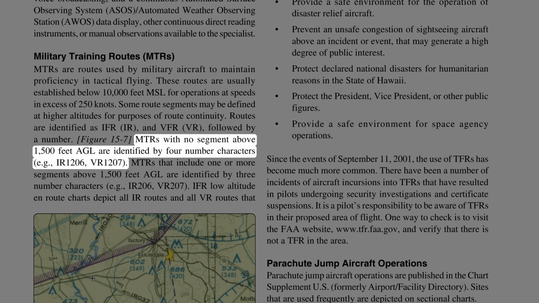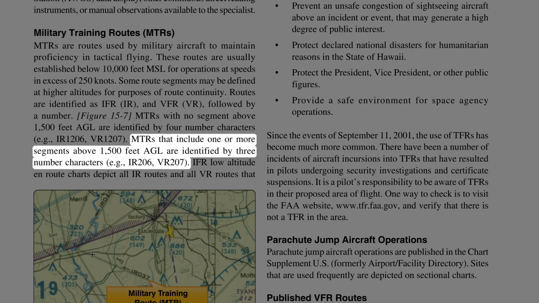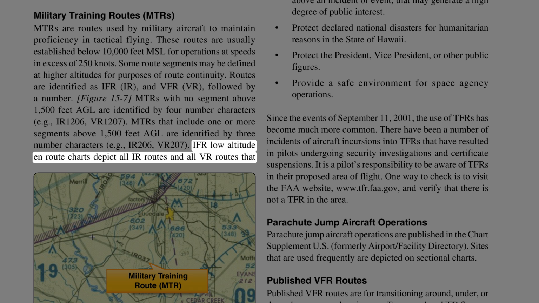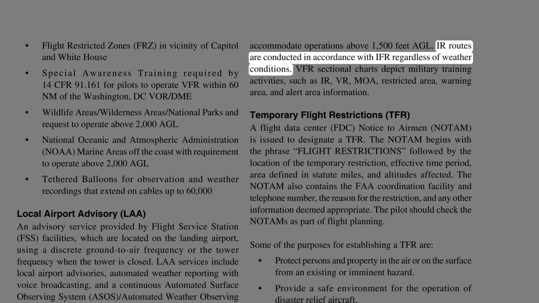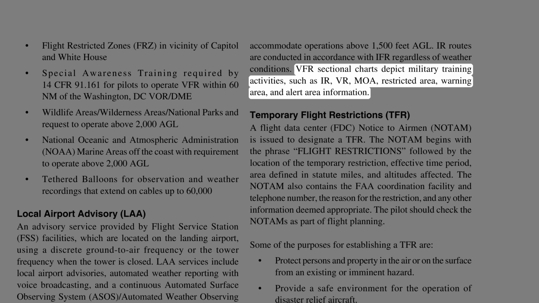MTRs with no segment above 1,500 feet AGL are identified by 4 number characters, e.g., IR1206, VR1207. MTRs that include one or more segments above 1,500 feet AGL are identified by 3 number characters, e.g., IR206, VR207. IFR low-altitude en route charts depict all IR routes and all VR routes that accommodate operations above 1,500 feet AGL. IR routes are conducted in accordance with IFR regardless of weather conditions. VFR sectional charts depict military training activities, such as IR, VR, MOA, restricted area, warning area, and alert area information.